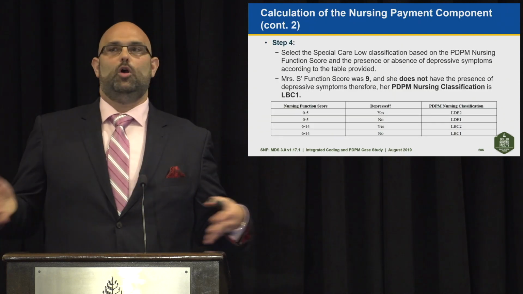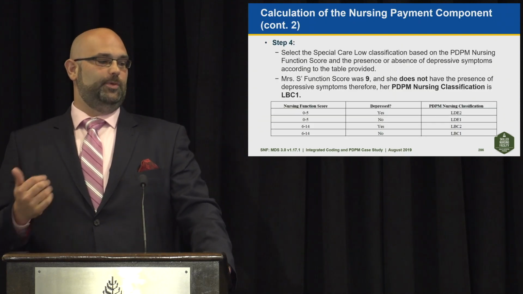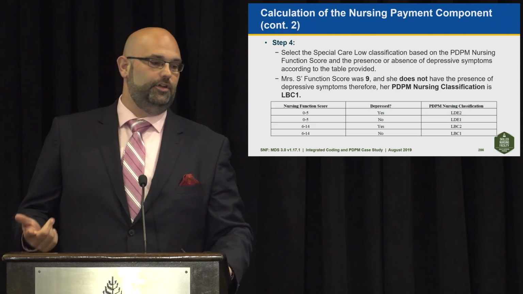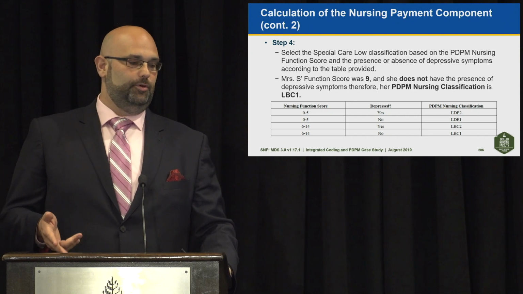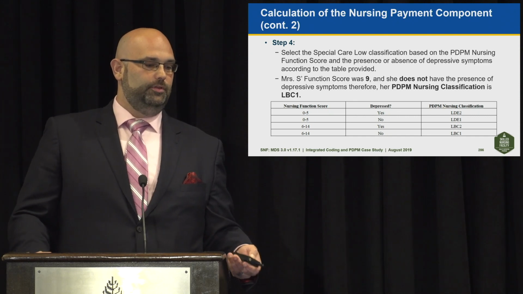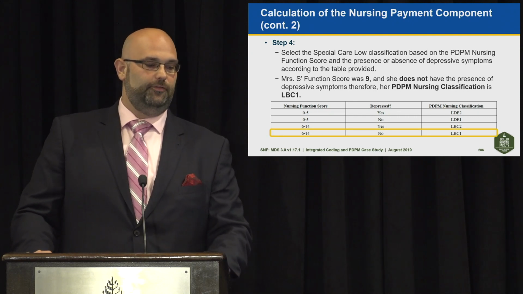Step 4, pulling all these various factors together. We have the special care low classification, function score of 9, and the absence of depression. Putting all of those things together, Mrs. S would qualify for LBC1.